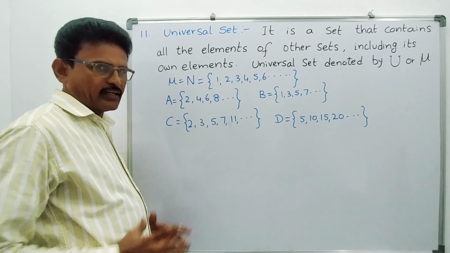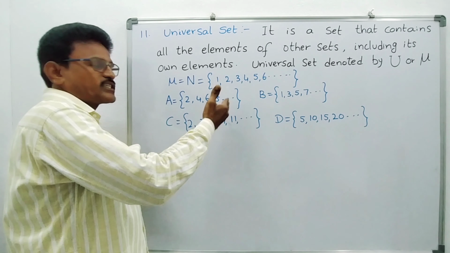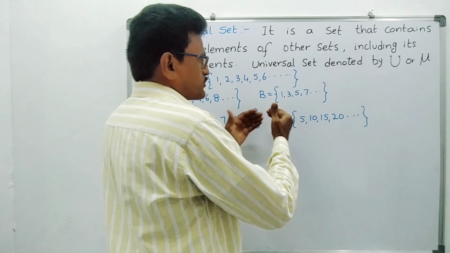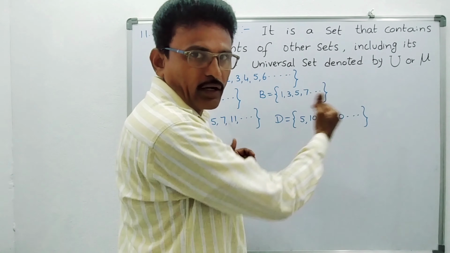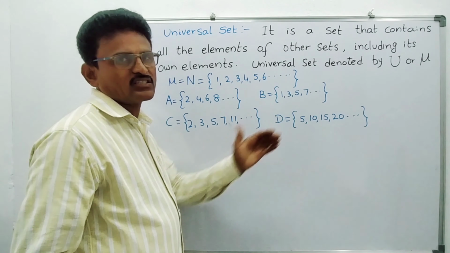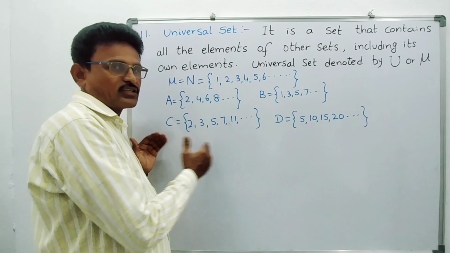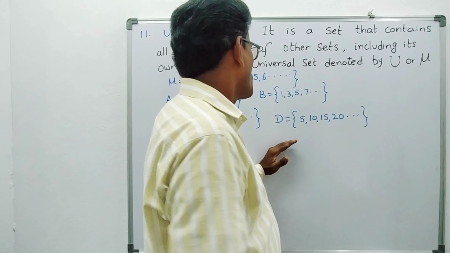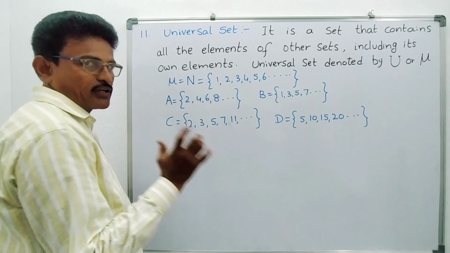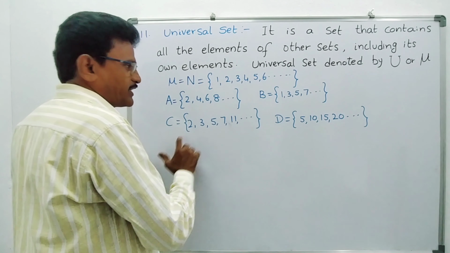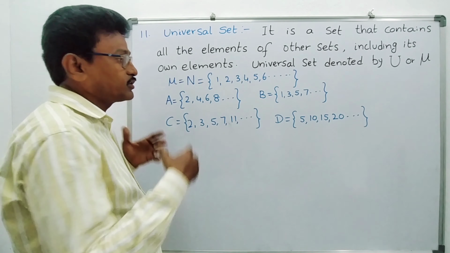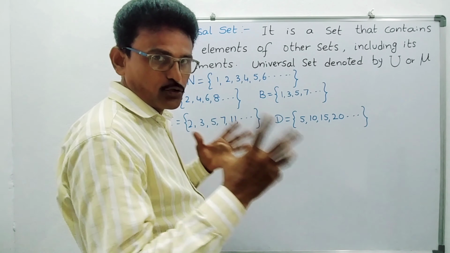Now, set A is a separate set: 2, 4, 6, 8, 10, 12, only even numbers. That is one set. Now B is only odd numbers: 1, 3, 5, 7, and so on. Now C is the prime number list: 2, 3, 5, 7, 11, 13, 17, 19, and so on. That is one set. Now D is the 5 table: 5, 10, 15, 20, 25, and so on. That is set D. See, observe here: set A, set B, set C, set D, all these elements are there in the natural number set. So this we can consider as the universal set.